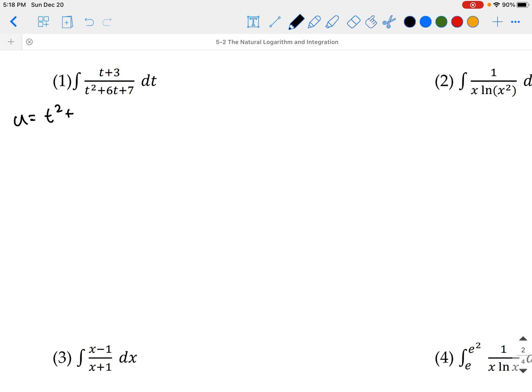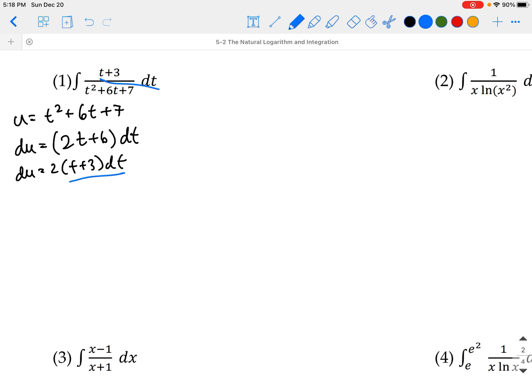So we'll let u be our denominator. This will be the typical way we approach derivatives involving the natural log. So then the derivative of u is going to be 2t plus 6 dt. And then we can factor out a 2. And then we get exactly what we're looking for, which is t plus 3 dt. So t plus 3 dt is there, so we just need to divide by 2 on both sides.